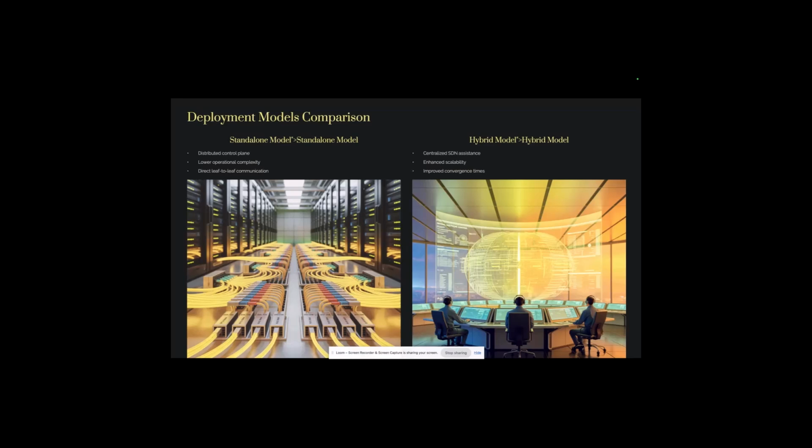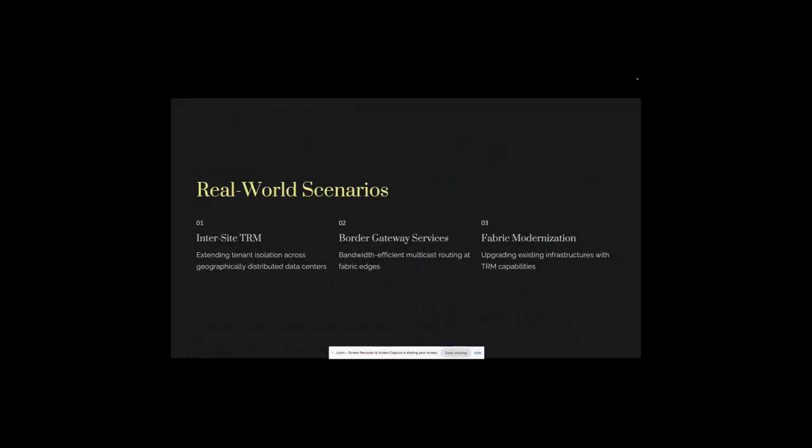What are the deployed models? There are two types of models. One is the standalone model, the other one is the hybrid model. The standalone model has a distributed control plane which can be set up using BGP, lower operational complexity, and direct leaf to leaf communication. The hybrid model uses centralized SDN assistance, enhanced scalability, and improved convergence times.